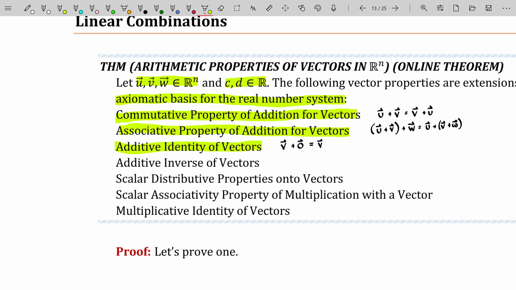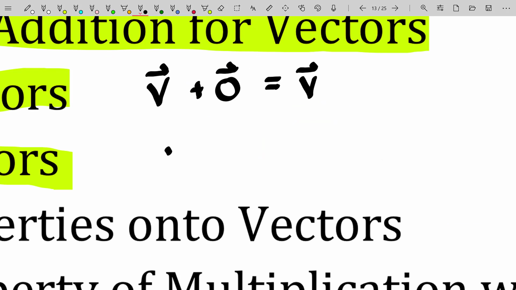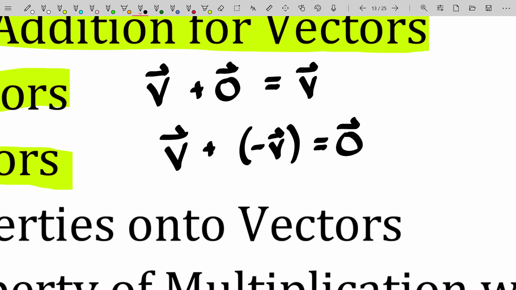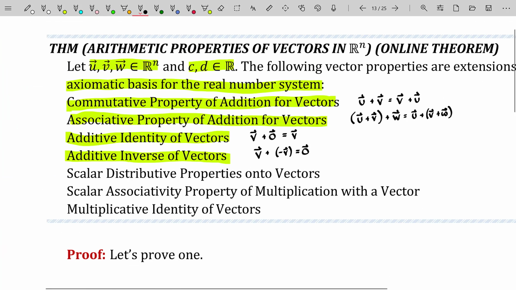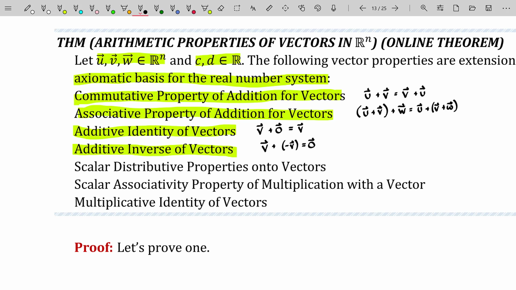And just like in arithmetic, when you have a number, you can add its negative so that you get 0. You have the same thing with vectors. It's called the additive inverse of vectors property. And this basically just tells us for every vector v in Rn, there should be some other vector called the opposite of v, such that when you add it to v, it becomes the additive identity. Again, most of these are going to be very simple and familiar to you.